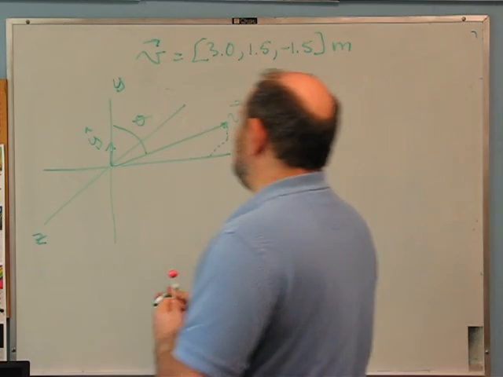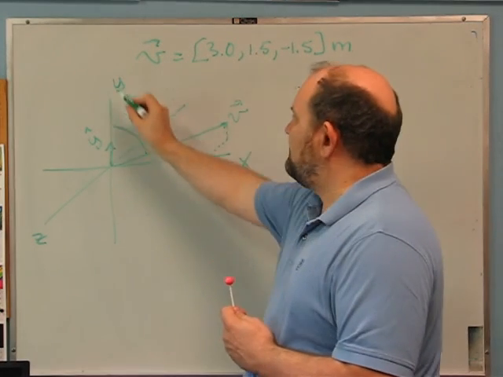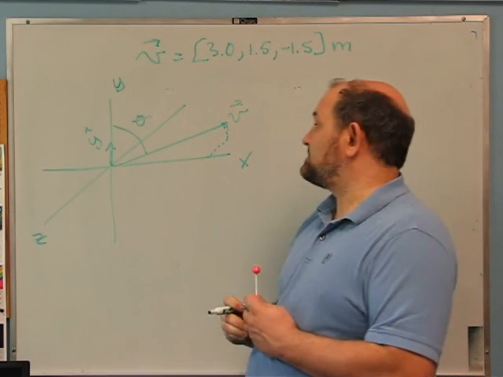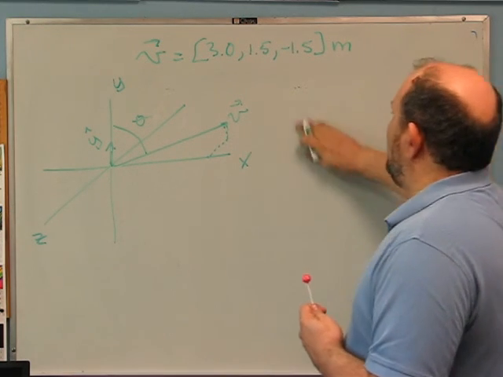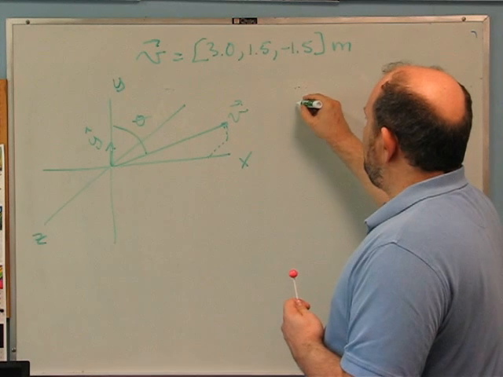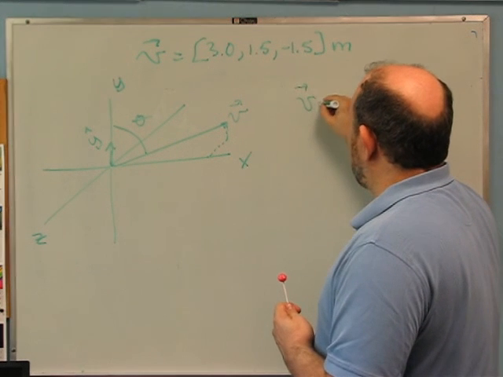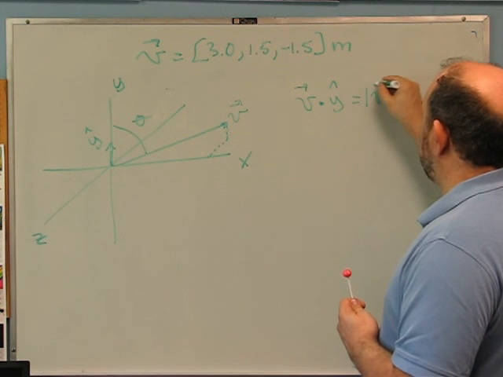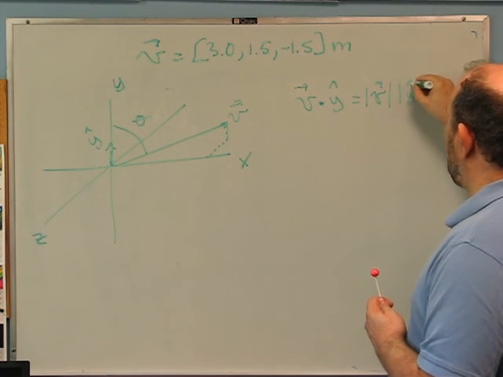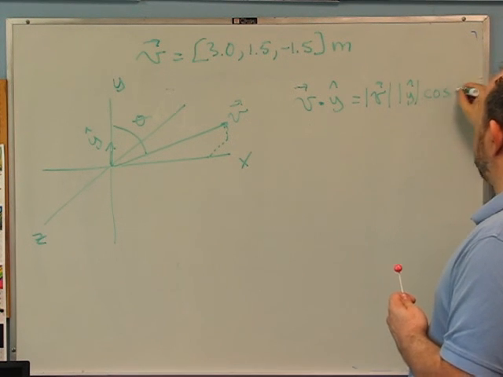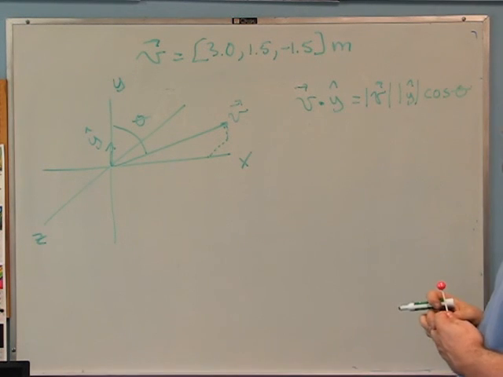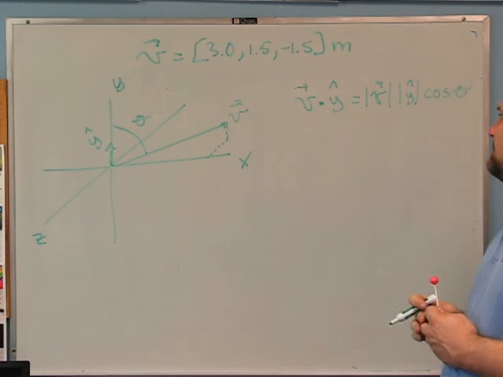So y hat is a little vector like that, and the angle between v and the y-axis is the same as the angle between v and y hat, because y hat points along the y-axis. And I can use the dot product for this, because remember that v dot y hat is equal to the magnitude of v times the magnitude of y hat times cosine of the angle between v and y hat, which is what I've drawn there. Well, that's nice. So now I can actually just calculate this.